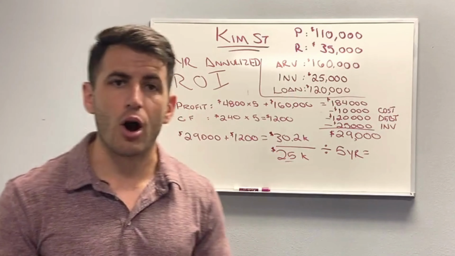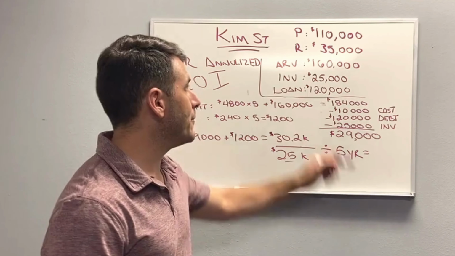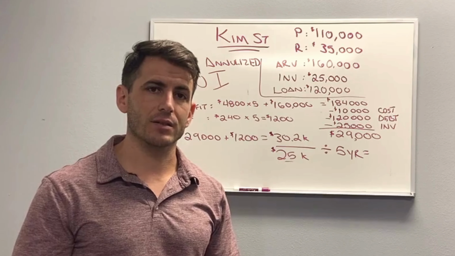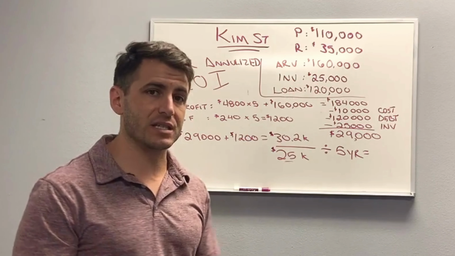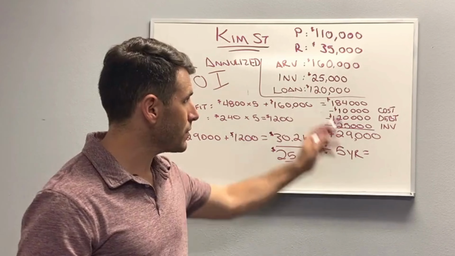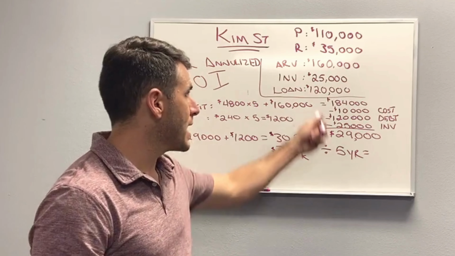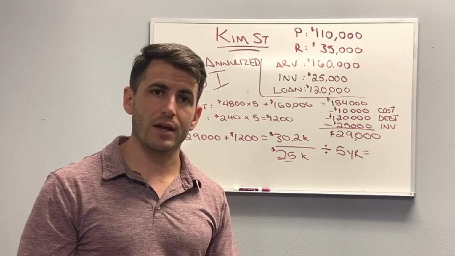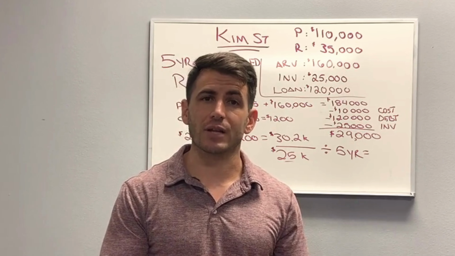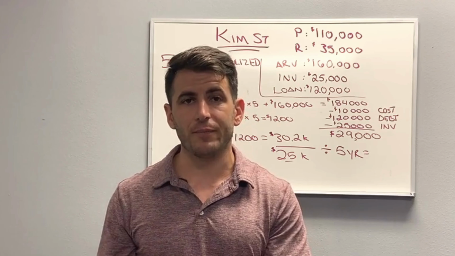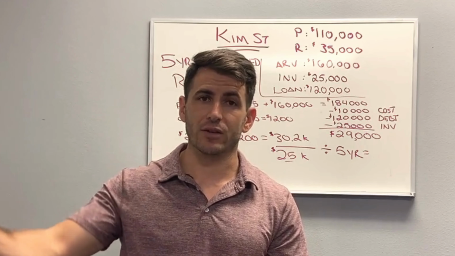As a reminder, our offer price for Kim Street, $110,000. My expected rehab, $35,000. My after repair value, when the dust settles, it's worth $160,000. I'm bringing $25,000 of my hard-earned money to the deal, and my banker's bringing $120,000. Now, to determine the return on the investment over those 5 years, I need to know the profit if I were to sell. To determine the profit if I were to sell, I need to know what it would be worth 5 years from now.